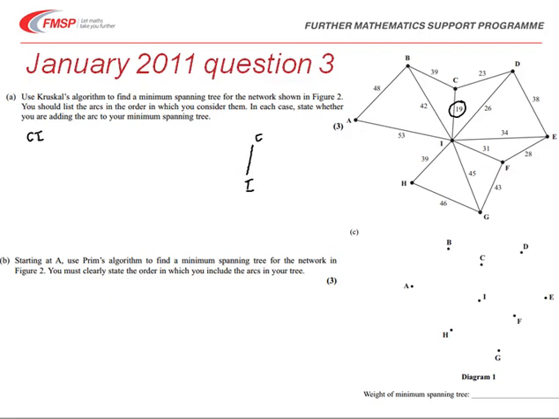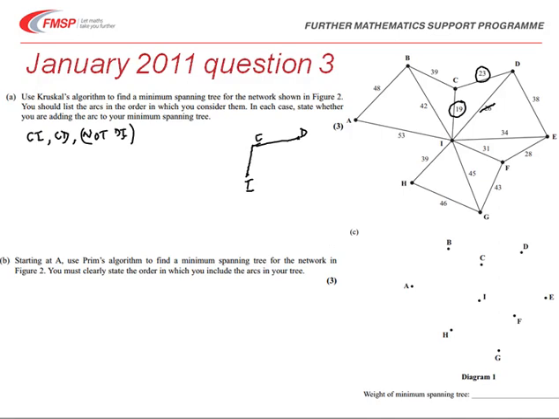And then going through, the next shortest one is CD. So yes, we can use that one. So that's coming in, CD. And then the next shortest one would be DI, which is length 26. But we're not going to actually consider that one. So let's write it down and say not DI. And the reason for that is it would produce a loop. So we can't join D to I because that would produce a loop CDI going round there.